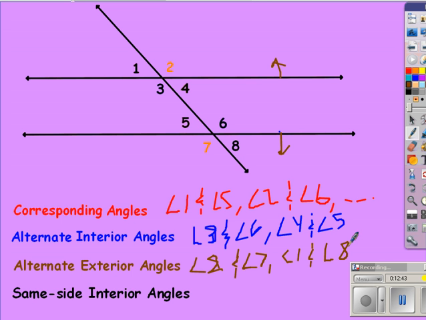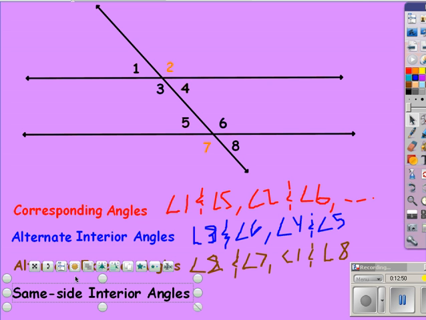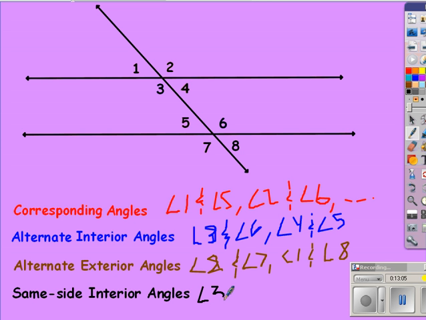The last set we're going to look at here are same side interior angles, or consecutive interior angles, depending on your book. Now, these are very self-explanatory. They're on the same side of the transversal, and they're interior. So 3 and 5 are on the same side of the transversal, and they are both interior. So angle 3 and angle 5. The other set, 4 and 6, are on the same side of the transversal, and they both are interior angles.